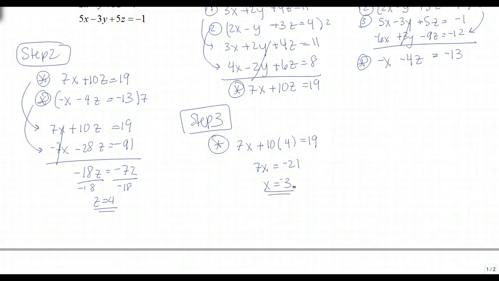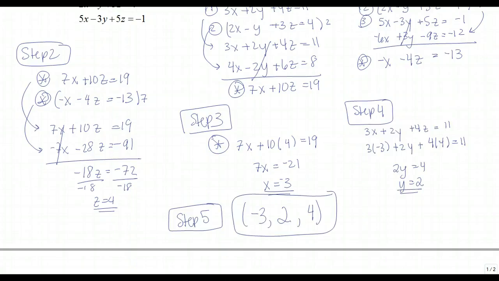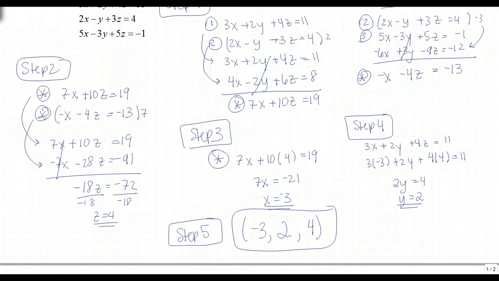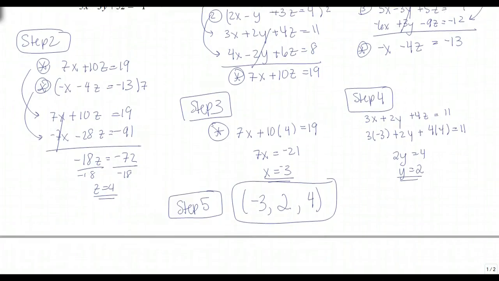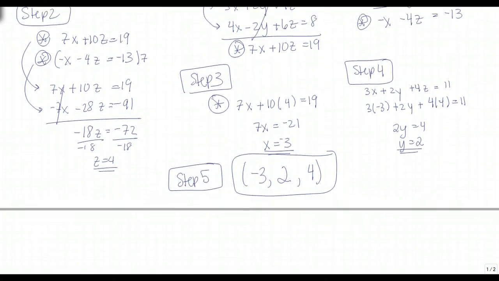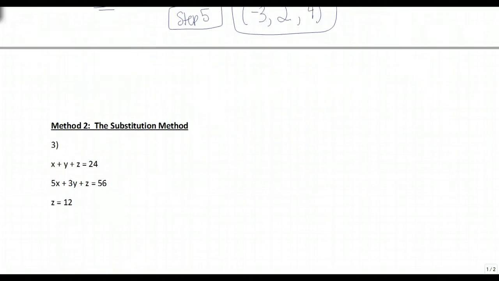Now, I want you to do step 4 and step 5. I have two of the variables, so I'm going to pause, and you're going to find y. Ready? 1, 2, 3, pause. Did you get what I got? I got y equals 2. I used equation 1, solve for y to get 2. So hopefully you got what I got. If not, I would like you to pause, rewind, and try that again.